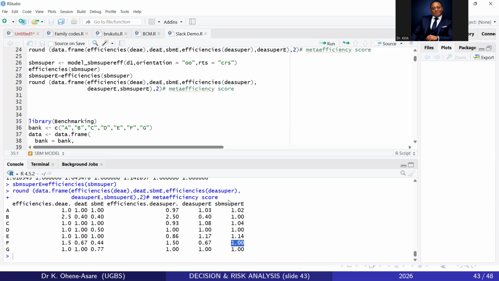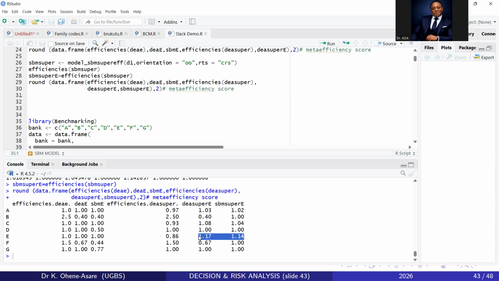And the good thing is that with the SBM, when you just focus on the efficient guys, you will notice that it is discriminating more than the DEA super efficiency. For example, we wanted it to be higher, but it brought it lower for this, it brought it lower for that, it brought it lower for this. So, yes, go ahead.